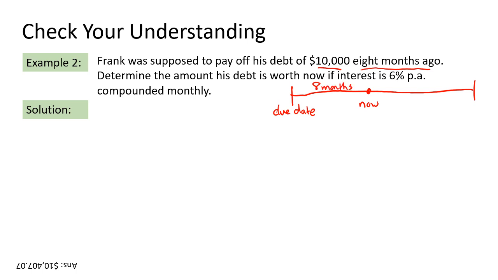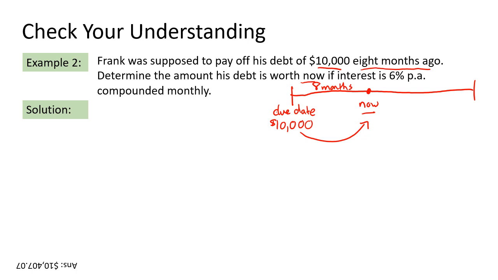We want to figure out what his value is now. Because his due date was before the time period it is now, we know at the due date it was $10,000, and we want to figure out what it is now. So in other words, we're going into the future from where his debt was.